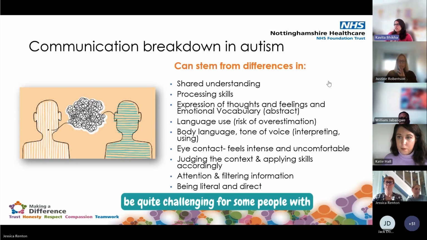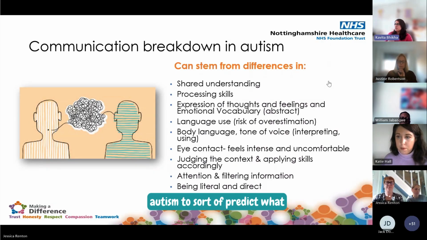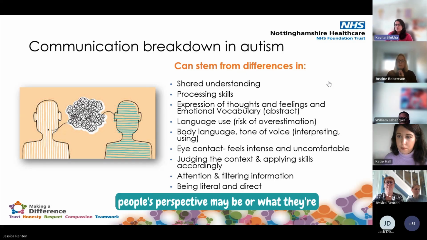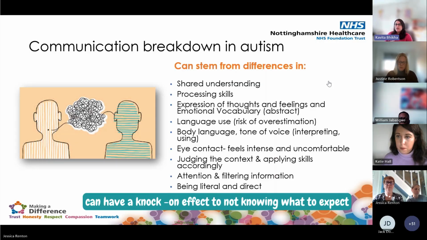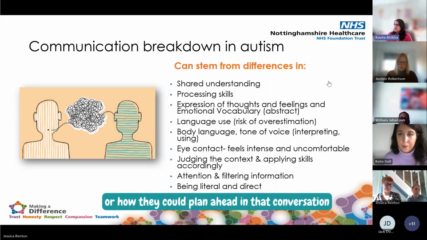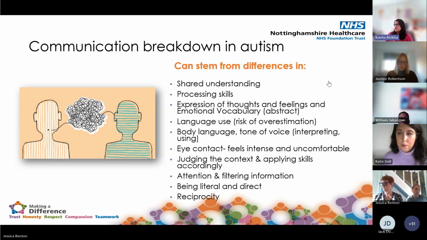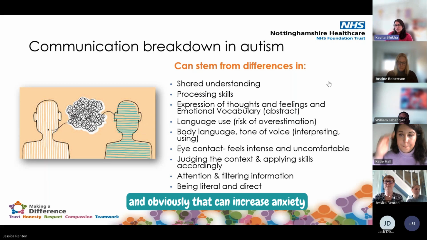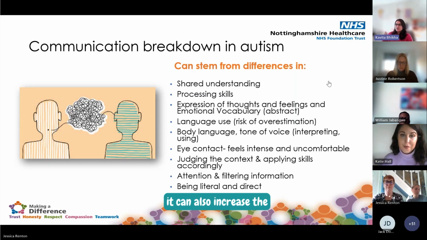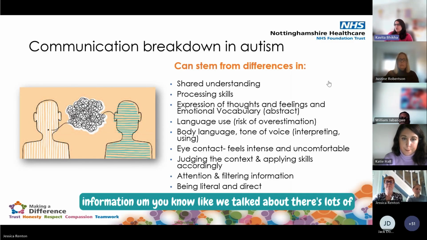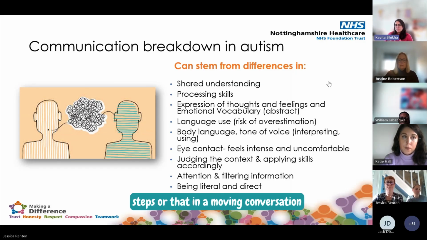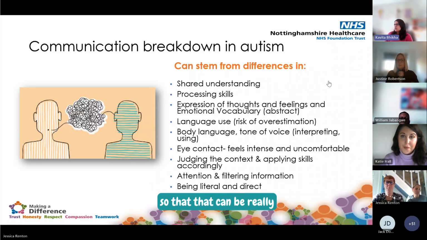Sometimes it can be quite challenging for some people with autism to predict what people's perspective may be, or what they're thinking about, or what their intentions are. So that can have a knock-on effect to not knowing what to expect or how they could plan ahead in that conversation. And obviously that can increase anxiety. It can also increase the time that it might take for processing information. Like we talked about, there's lots of steps, and in a moving conversation, there's a need to keep up. So that can be really challenging.